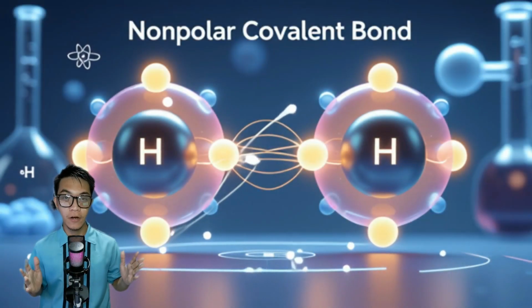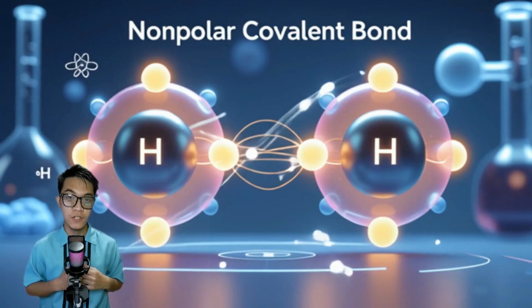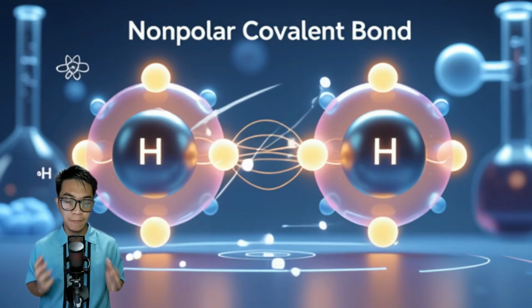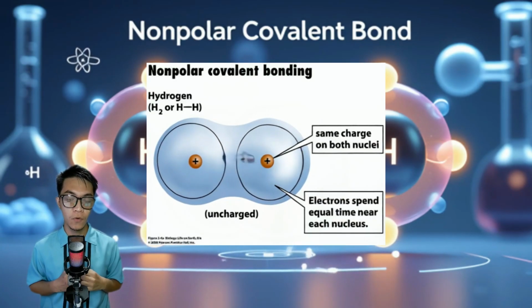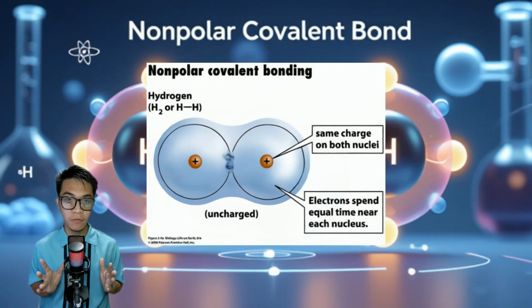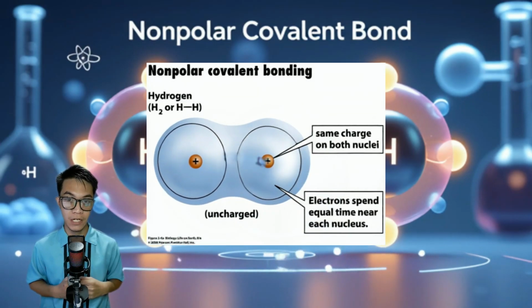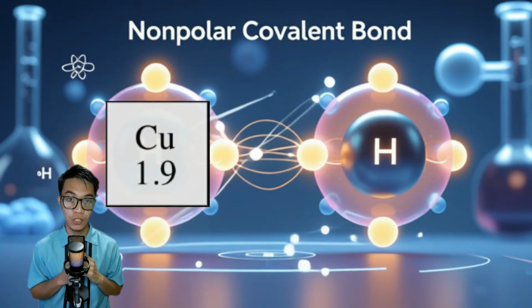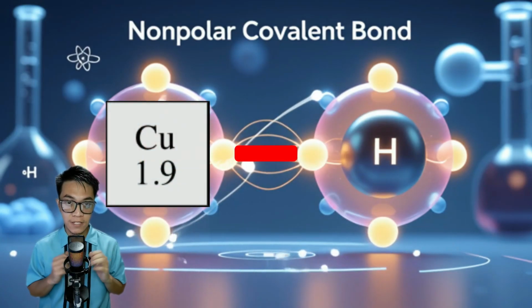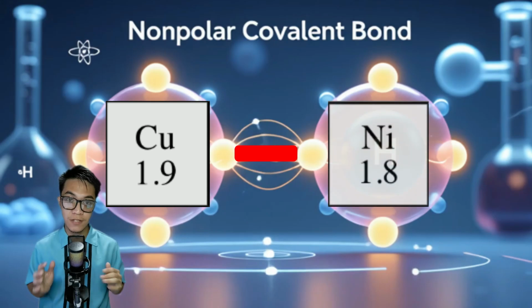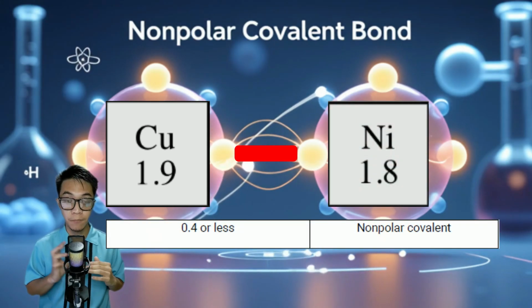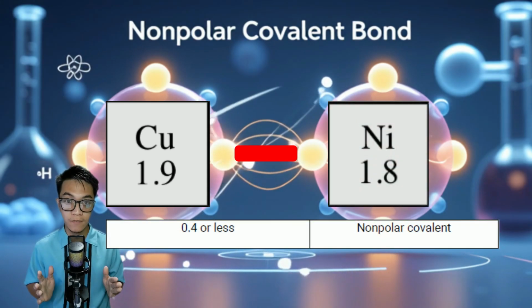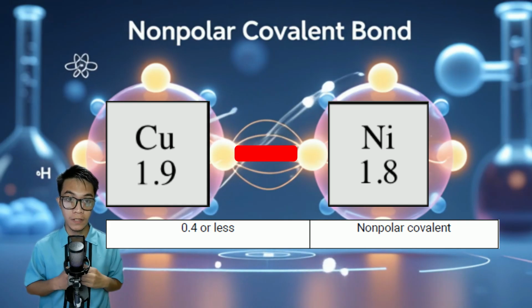To further break down these different types of bonds, let's start with our nonpolar covalent bond. So why does this specific type of bond happen in a chemical reaction? Let's say there are two elements in reaction and the difference in their electronegativity values is 0.4 or less, then that will surely give us a nonpolar covalent bond.